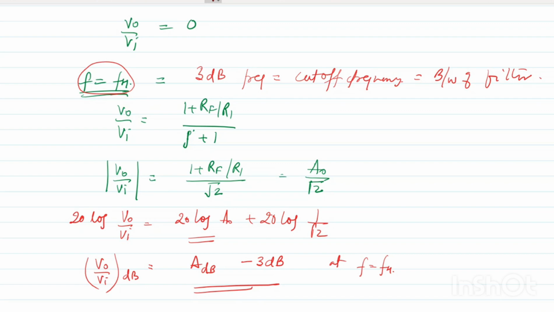Yes. So VO by VI at the cutoff frequency is 3 dB down from the maximum gain, that is A. That is why it is called the 3 dB frequency. Did you understand? And use your calculator to find 20 log of 1 by root 2. You will get it as minus 3.01 something.